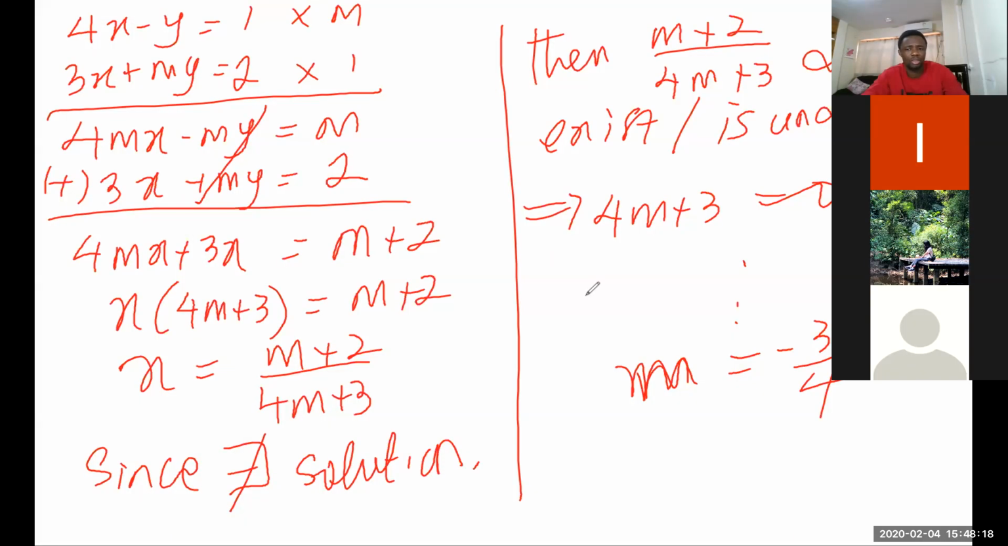Look at that. So you are here now. This is where you are. Since there is no solution, then this fraction does not exist. Or you can say this fraction is undefined, and that implies this, and you continue. Does that make sense, Leo? So this is where you are currently. Okay, so try it now and send me what you think.